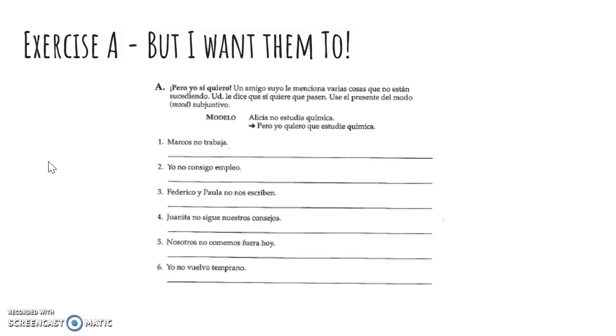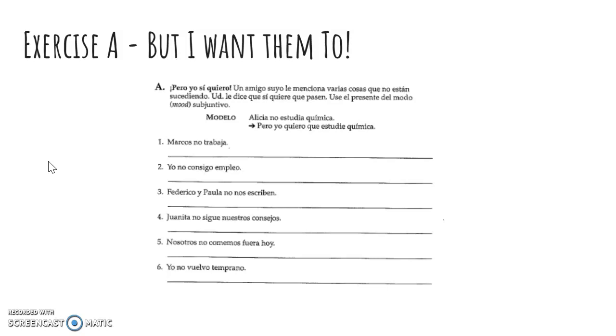It says, Alicia no estudia química. Alicia is not studying chemistry. And you're going to say, but I want her to study chemistry. Pero yo quiero que estudie química. Notice it's that verb after the que that gets the subjunctive ending. It's estudiar, right? So we started with estudio, take off the O, add the opposite ending, the ER endings for those AR verbs. Estudie química.